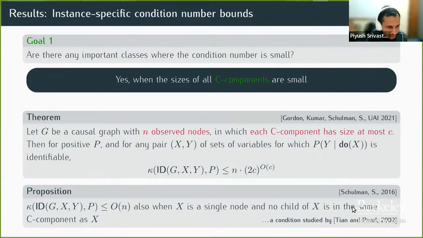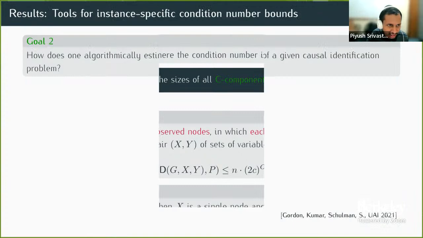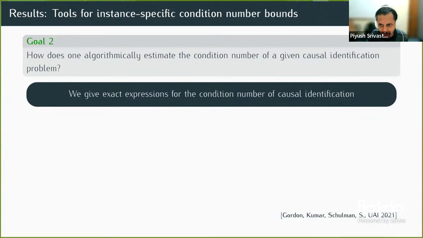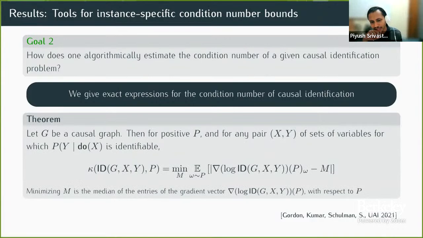But with these results, the question we have to ask is, how do we algorithmically estimate the condition number? It turns out one can write down exact expressions for it, although those expressions might be hard to deal with computationally, and dealing with them efficiently is an open problem for future work. But the result is this.